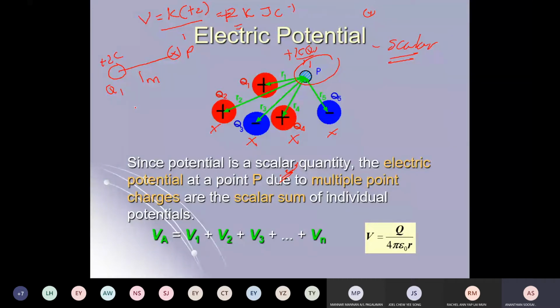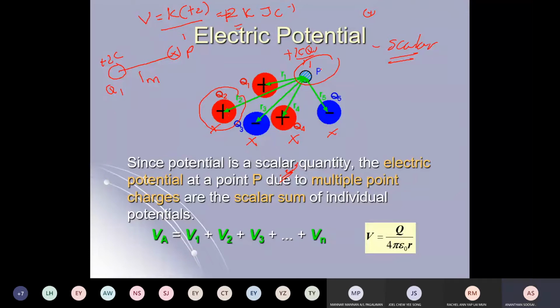Let's say there is another positive charge Q2 that suddenly appears in this system. Q1 is already there, producing kQ over r1. Q2 comes in. What happens to the potential at P? What happens to the work done to move a charge from infinity to P? Do you need to do more work or less work now? Two positive charges nearby, so the repelling force gets stronger. So to get closer from infinity to that point, you have to do more work.